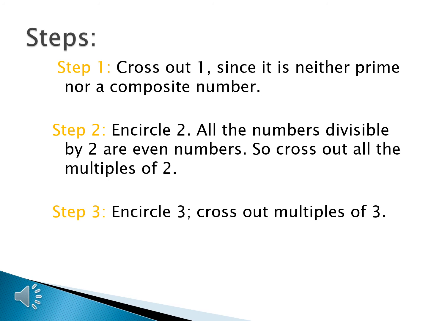Now, let's discuss the steps that he followed to find the prime numbers. First of all, write down numbers from 1 to 100 and then follow these steps. Step 1. Cross out 1 since it is neither prime nor a composite number. Step 2. Encircle 2. All the numbers divisible by 2 are even numbers, so cross out all the multiples of 2. Step 3. Encircle 3. Cross out the multiples of 3 also.